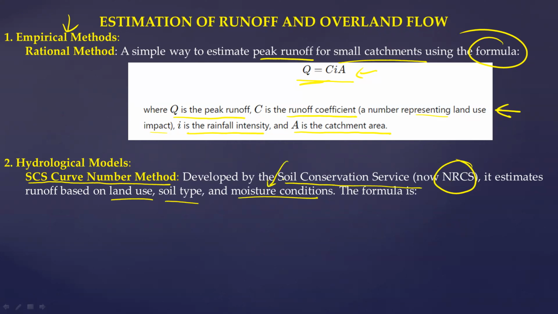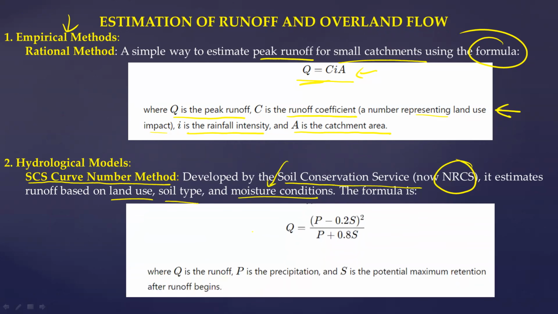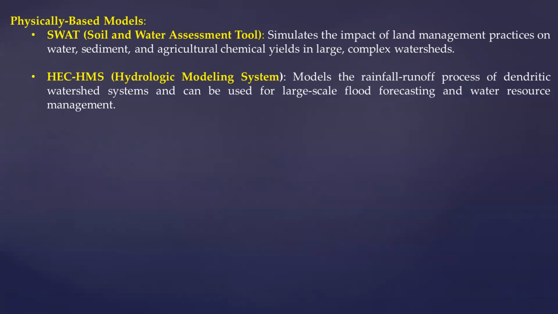So soil moisture conditions are assessed here. Now, another formula here is this particular formula. You have Q, P, and S values, which you need to calculate. Then you have physically based models. If you observe SWAT, the Soil and Water Assessment Tool, it talks about the simulation and impact of land management practices on water, sediment, and agricultural chemical yields in large, complex watersheds.